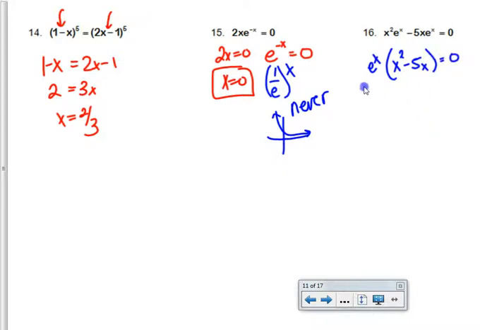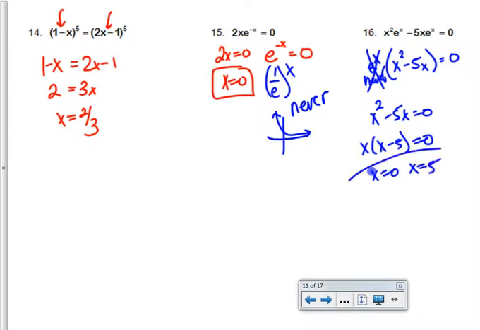And e to the x, remember, is this time a growth. It's never going to equal 0, so never is my answer to this part. But x squared minus 5x could surely equal 0. If I factor an x out of that quadratic, I get two values. I get x equals 0 and x equals 5.